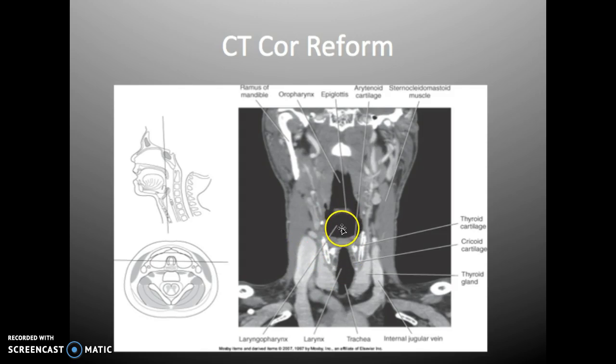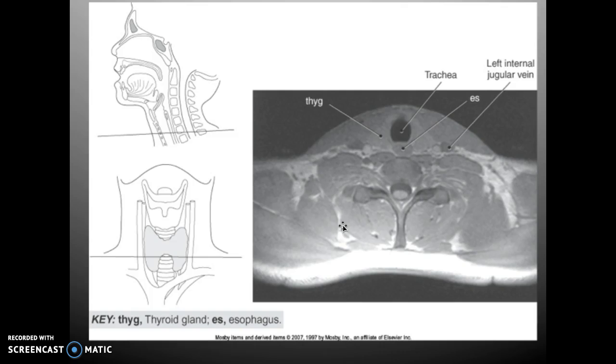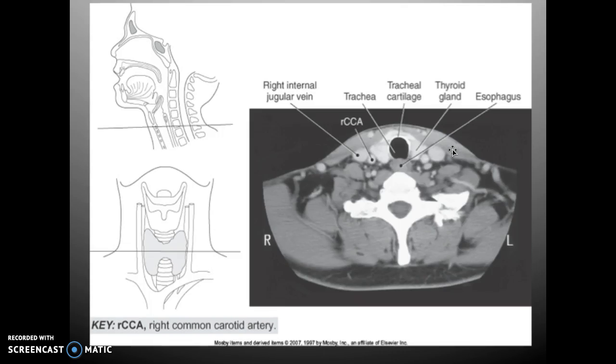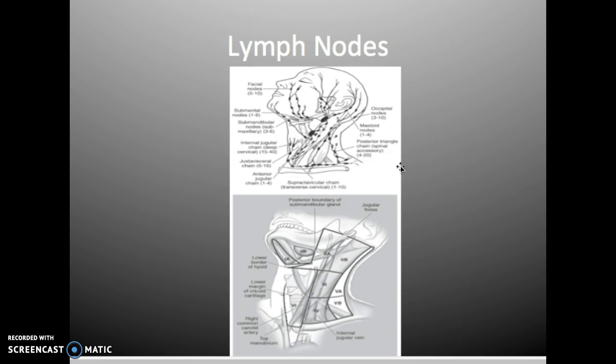Laryngopharynx, there. So here's your thyroid gland right here. Looks like a pyramid on either side. So this is your left, this is your right. You have your trachea in the middle with your esophagus, and this is your left internal jugular. Right internal jugular, right common carotid. Here's your thyroid gland with your thyroid cartilage just on the inside of that, and your esophagus.